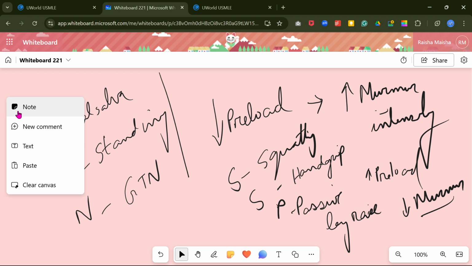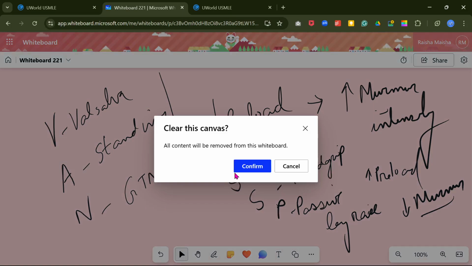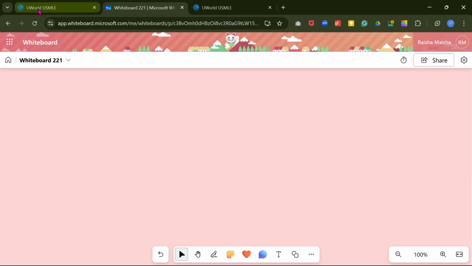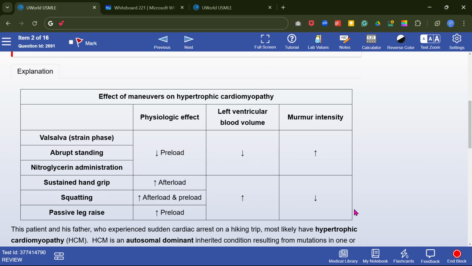So these are the things you need to remember for HCM. If I'm looking at this box again, Valsalva, abrupt standing, and nitroglycerin decrease preload and increase murmur intensity, but SSP, squatting, sustained hand grip, and passive leg raising increase preload, and increase afterload by the sustained hand grip, which will decrease the murmur intensity.